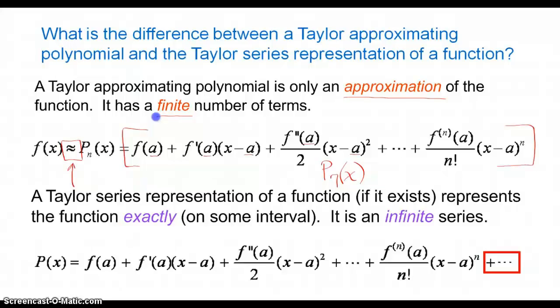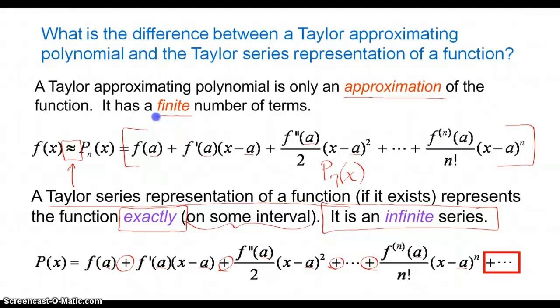A Taylor series representation of the function, if it exists, and we'll know if it does, is an exact representation of the function on some interval. That's not everywhere. That's not for all values of x, but on some interval, and that interval will, again, just like the polynomial approximations, be somewhere around that target point a that we built the polynomial around, but it has an infinite number of terms. It is a series. We are adding infinitely many terms together.